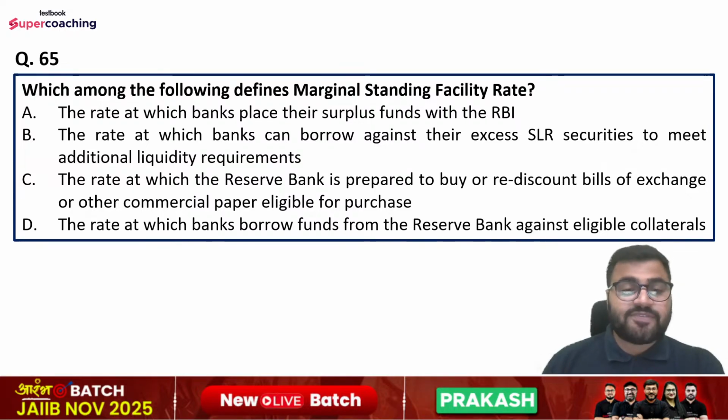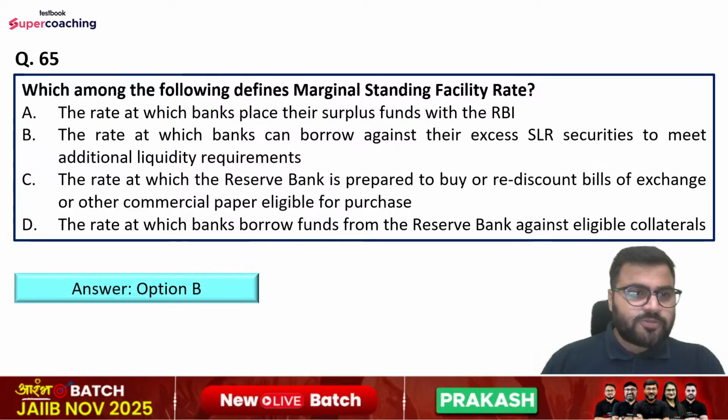Options are the rate at which banks place their surplus funds with the Reserve Bank of India, the rate at which banks can borrow against their excess SLR securities to meet additional liquidity requirements, the rate at which the RBI is prepared to buy or rediscount bill of exchange or other commercial paper eligible for purchase, the rate at which banks borrow funds from RBI against eligible collateral. So right answer is option number B here.